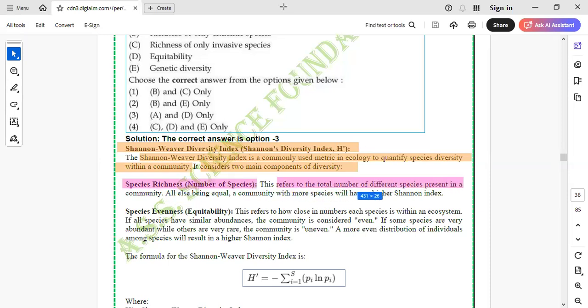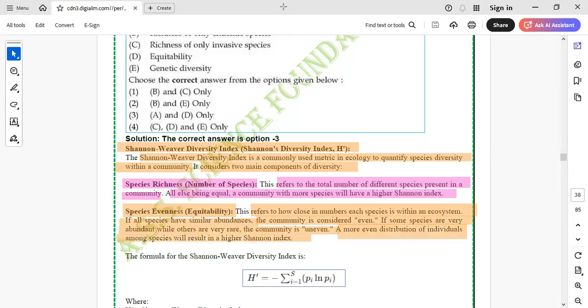This refers to the total number of different species present in a community, and all else being equal, a community with more species will have higher Shannon-Weaver index. And the second thing which you should know is species evenness, which is equitability. This refers to how close in number each species is within an ecosystem, and if all the species have similar abundance, the community is considered even. And if some species are very abundant with others very rare, the community is uneven, meaning whether it is equally distributed or not. A more even distribution of individuals among species will result in higher Shannon-Weaver index.